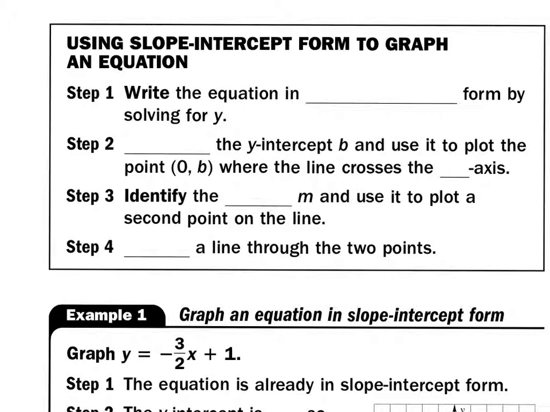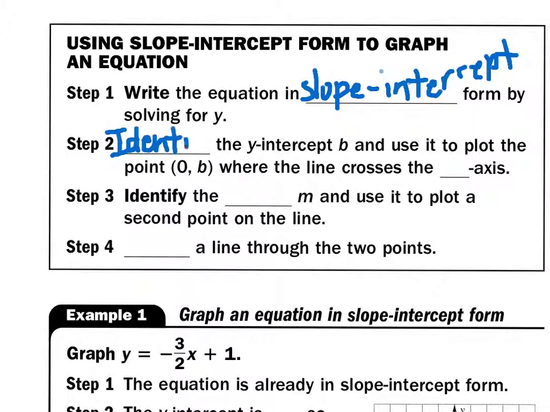Using slope-intercept form to graph an equation. First, write the equation in slope-intercept form by solving for y. Step 2, identify the y-intercept b and use it to plot the point (0, b), where the line crosses the y-axis. Identify the slope, m, and use it to plot a second point on the line. And then finally draw a line through the 2 points.